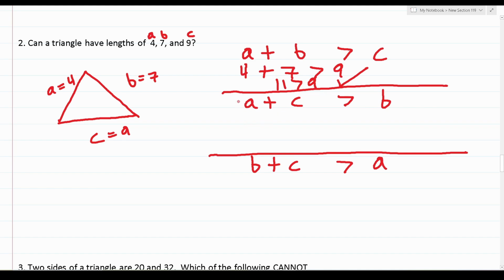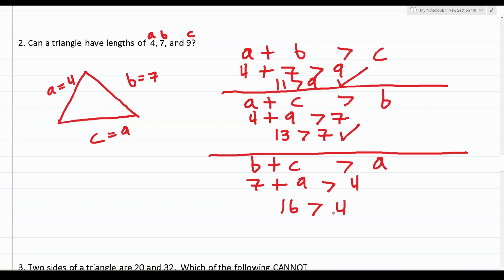What about A plus C? Well, A is 4. C is 9. And what is B? B is 7. What's 4 plus 9? It's 13. Is 13 greater than 7? It is. This is a true statement. So we know that this passes the test. And let's take a look at B plus C. B is 7. C is 9. And is that greater than A or 4? 7 plus 9 is 16. 16 is in fact greater than 4. So that's also a true statement.